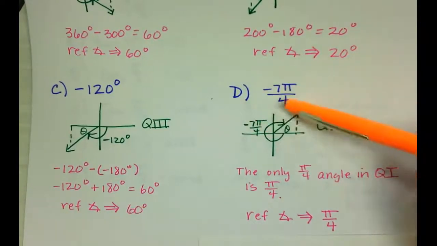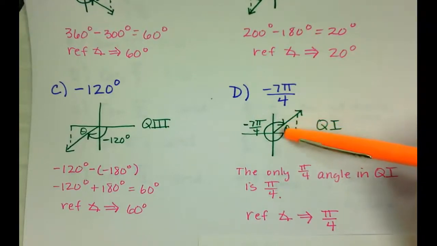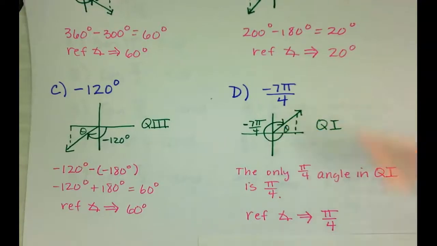So that one is an easy one. Even though we're going in the negative direction, we were still looking for this angle right here, which is the positive acute angle in the first quadrant. And there is only one pi over 4 angle there. So that becomes our reference angle.